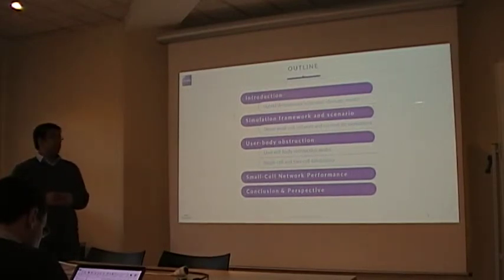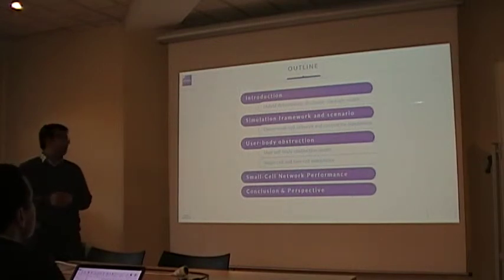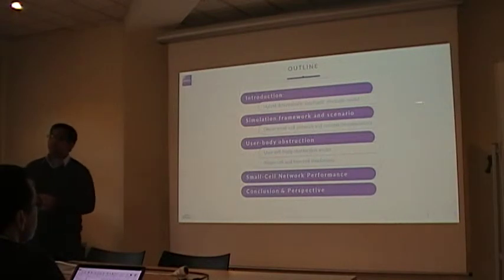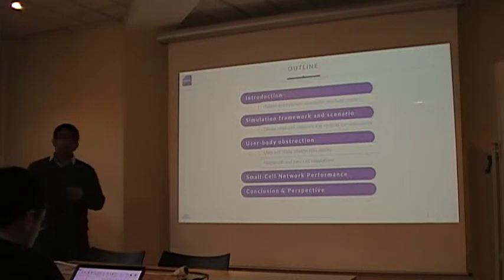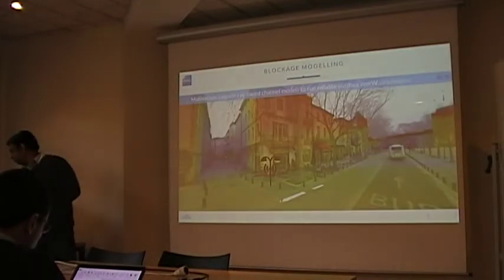Next, we will have some simulation framework and scenario for the simulations that we've conducted. The user body obstruction model, so we're looking at the obstruction caused by the human body, along with some single cell and two cell simulations. And eventually the main goal of this paper was to see the small cell network performance or the global performance, along with some conclusion and perspective.